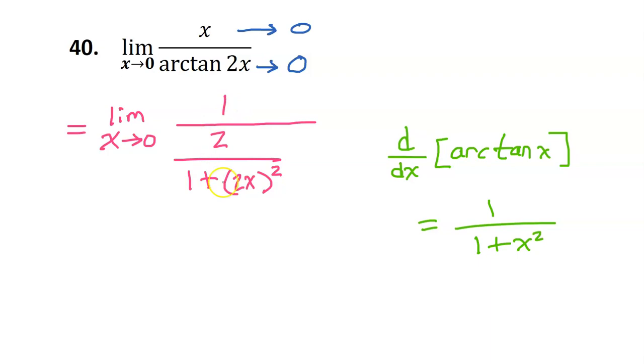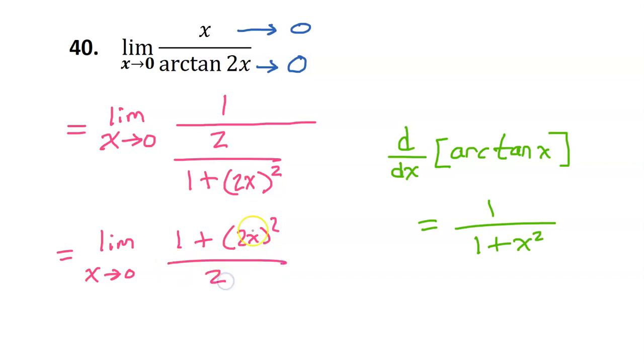I have a fraction. I'm dividing by a fraction. And when you divide by a fraction, you multiply by the reciprocal. So that's about to happen. So I'm just going to flip this upside down. So I have 2 over 1 plus 2x squared.